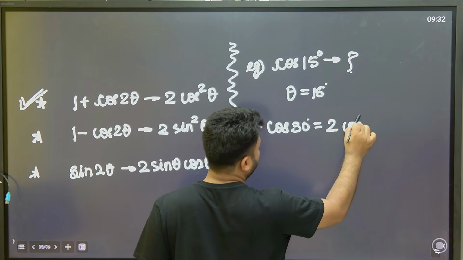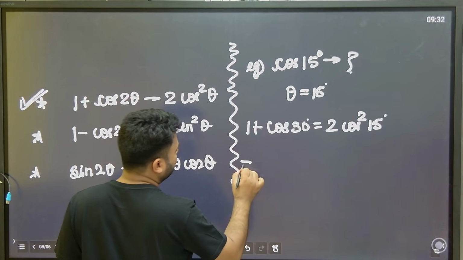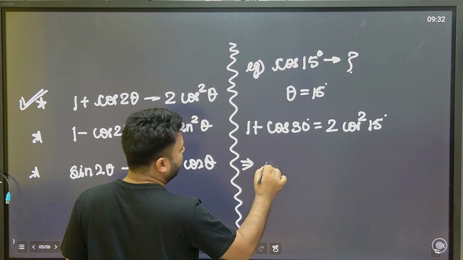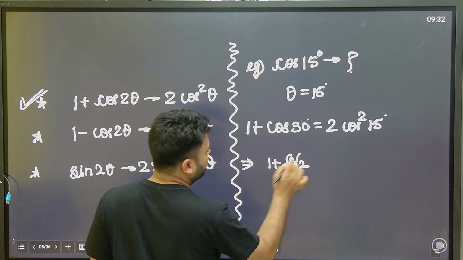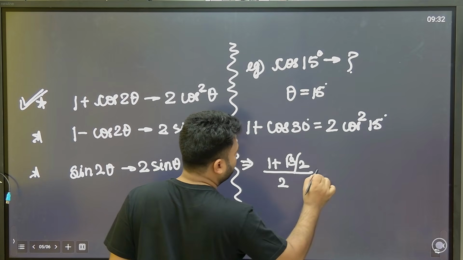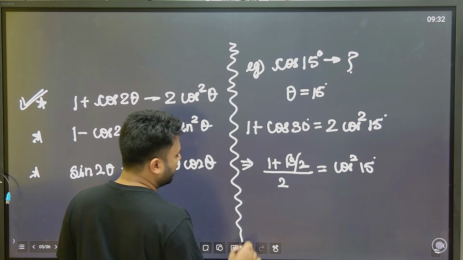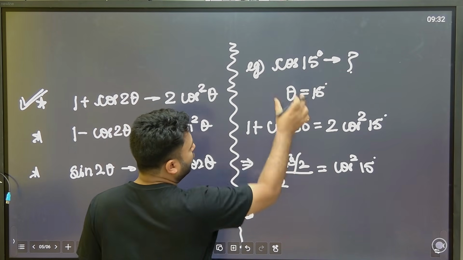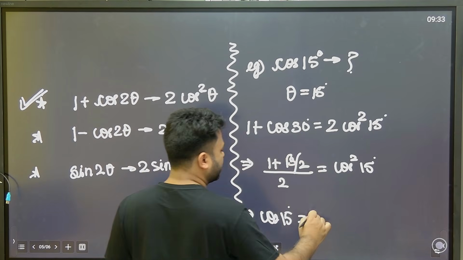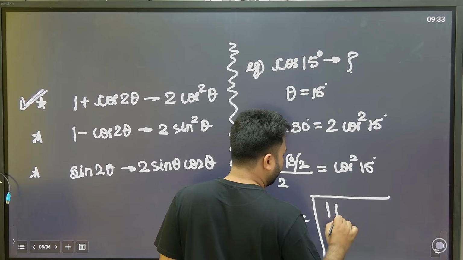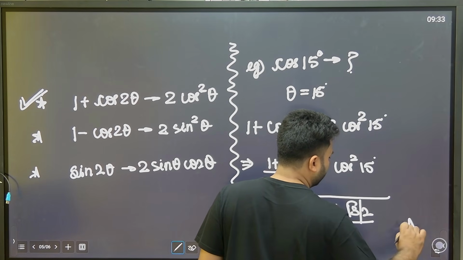2 cos square theta, theta is 15 degree. Now this will be 1 plus cos 30, which means root 3 by 2. This 2 will come here, so divided by 2 equals cos square 15 degree. This implies we have to find cos 15 degree. So cos 15 degree will be under root of this: under root of 1 plus root 3 by 2, divided by 2. This will be our answer.